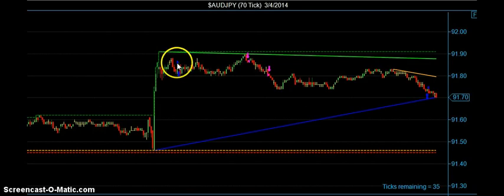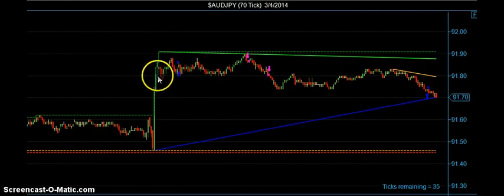So I entered long. This was my entry right here with the expectation that we were going to break out of this high, and when the market came up to this high and started to pull back, went ahead and closed the trade for 1 pip. That's all I got out of that, so a break-even trade there.